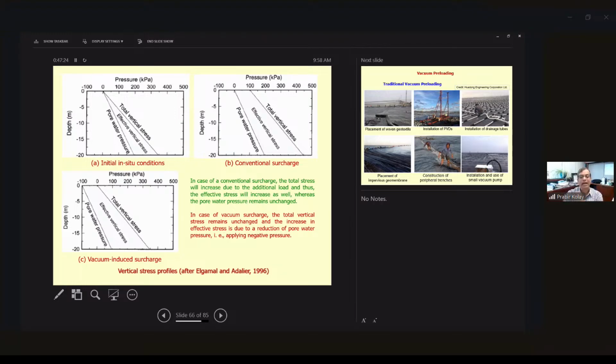So over here, in terms of vacuum-induced surcharge, you see the water pressure is negative. Okay, the water pressure is negative, so that is good basically. So if the water pressure is more, what? The effective stress will be less. So in soil mechanics, you need to understand that more effective stress is better. A higher water pressure is not good.